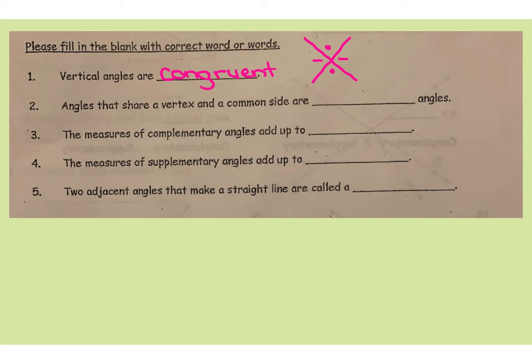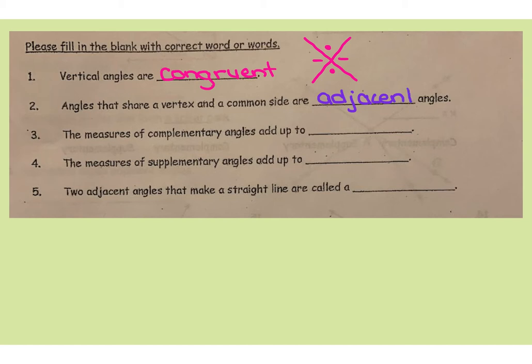Okay, so vertical angles are in our drawing. They're opposite each other. Big thing is they're congruent. They're going to be the same size. Number 2, angles that share a vertex and a common side. Adjacent. Very good. Adjacent angles.